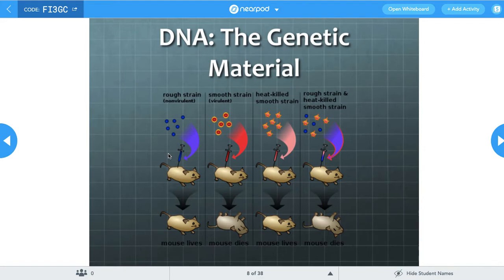And we had a heat-killed smooth strain, so we put the smooth or virulent strain at a really high temperature to technically kill it or sterilize it, and the mouse lived. And then the rough strain and the heat-killed smooth strain were combined together and injected into the mouse, and the mouse died. And the biggest question is, why did that happen?